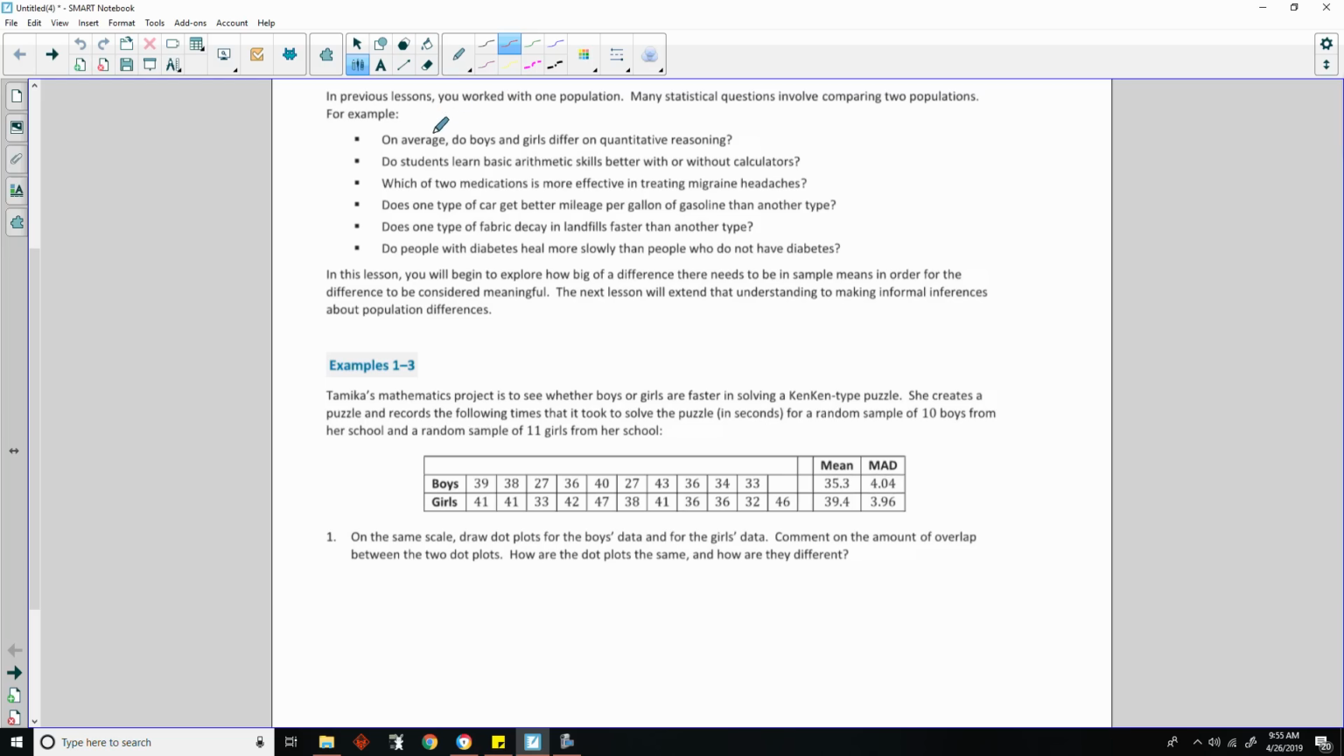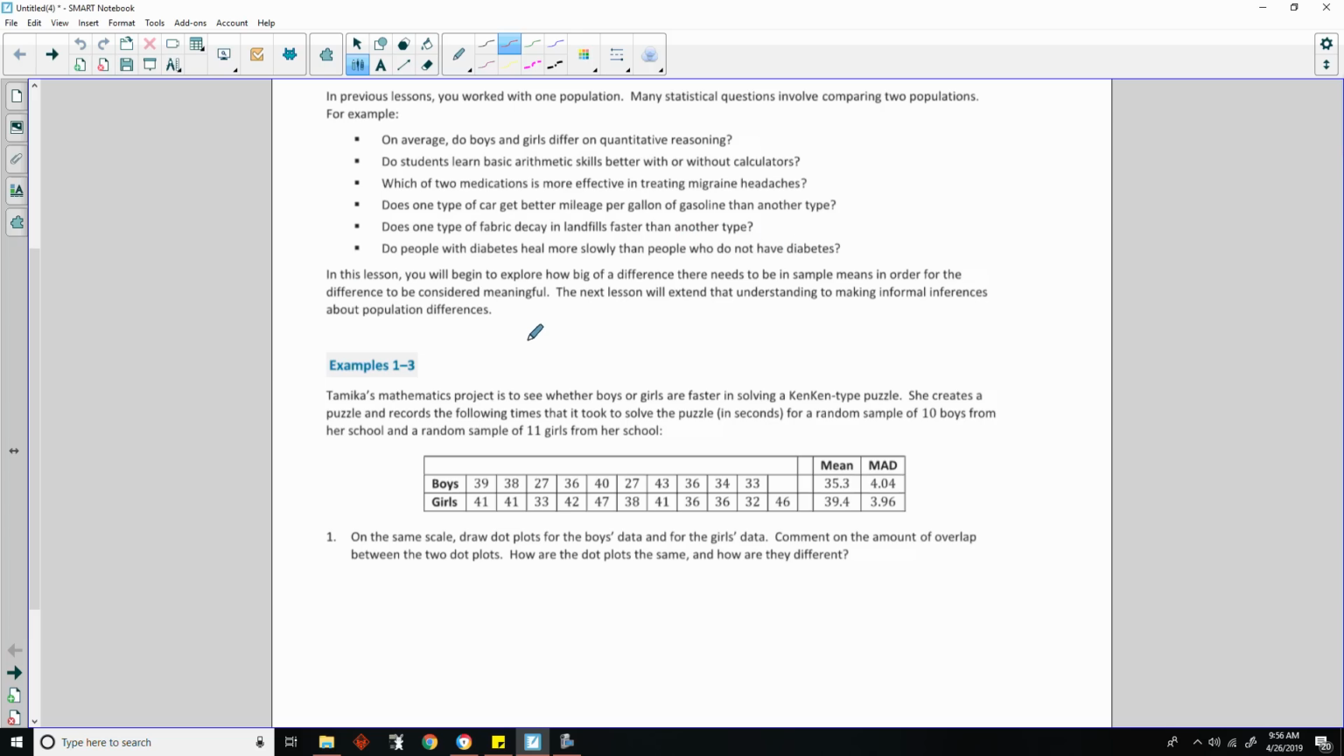For example, on average, do boys and girls differ on quantitative reasoning? Or do students learn basic arithmetic skills better with or without a calculator? I know the answer to that. Which of two medications is more effective in treating migraine headaches? Does one type of car get better mileage per gallon of gasoline than another? Does one type of fabric decay in landfills faster than another? Do people with diabetes heal more slowly than people who do not have diabetes?